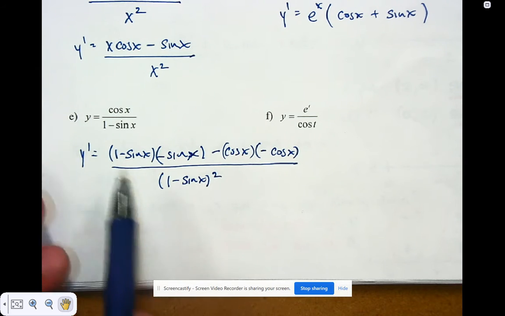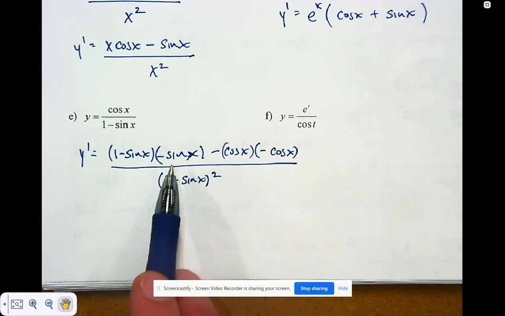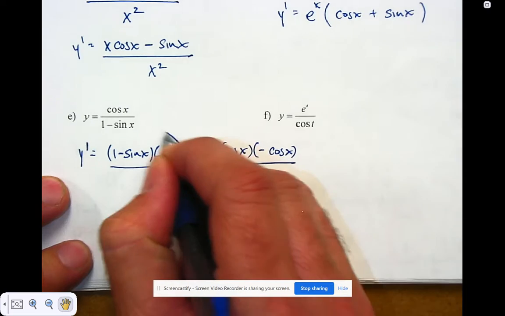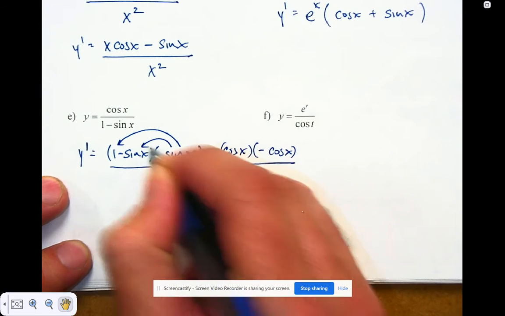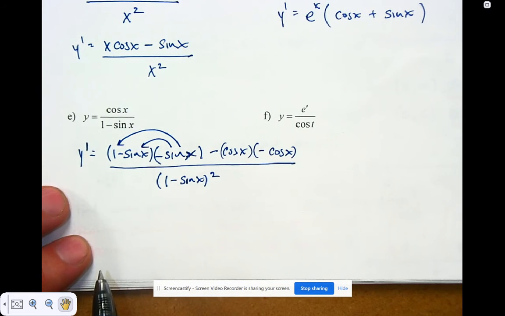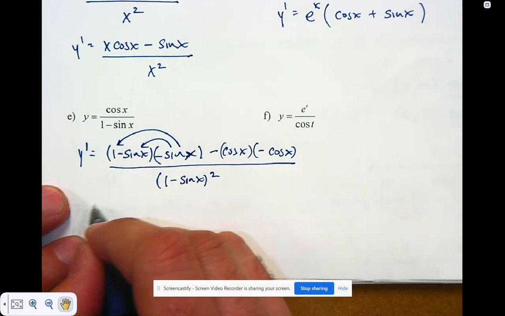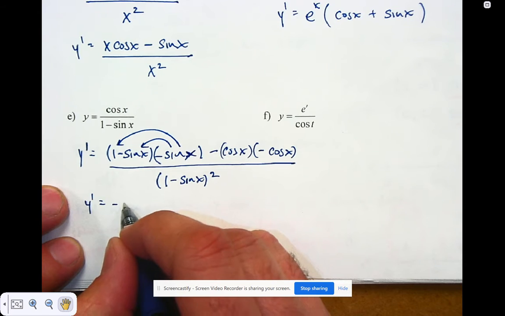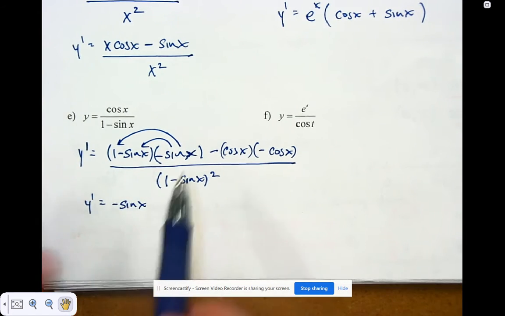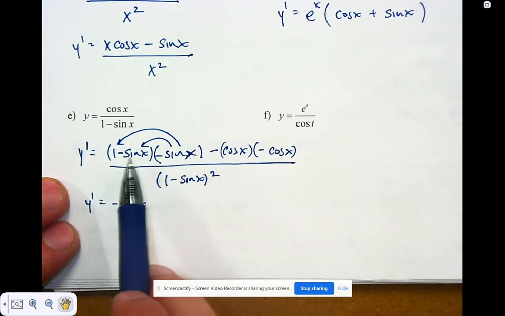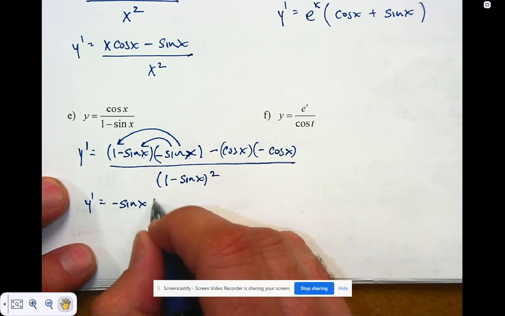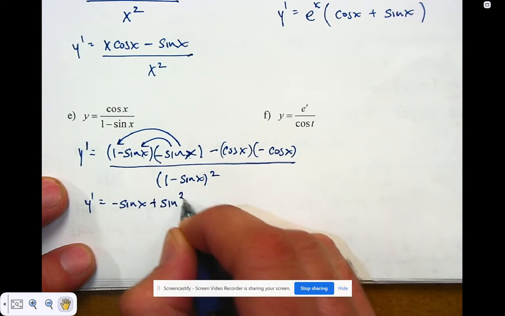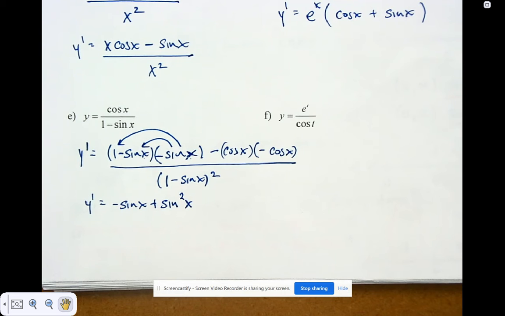Okay. All right. So now we've got to simplify this. What we're going to do is distribute. I'm going to take this times this guy and this times this guy. So when you do negative sine of x times 1, you get negative sine of x. Okay? And negative sine of x times negative sine of x is positive sine squared x.